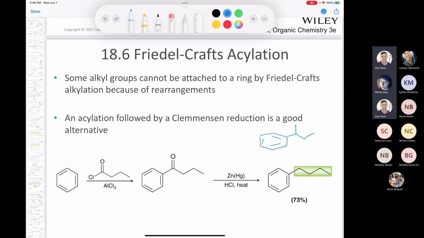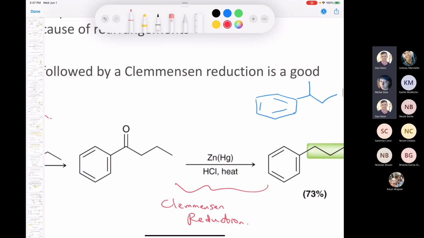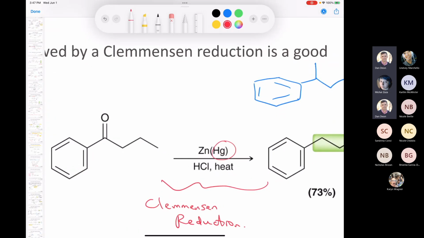The first step is just plain old Friedel-Crafts acylation. And then the next step is a brand new reaction. And this reaction is called the Clemmensen reduction. And if you're wondering, what the heck is zinc with mercury in brackets? That's called a zinc-mercury amalgam. So let me just write here the word amalgam.